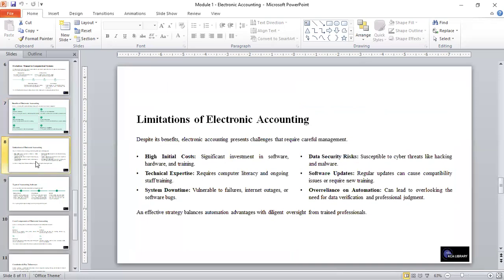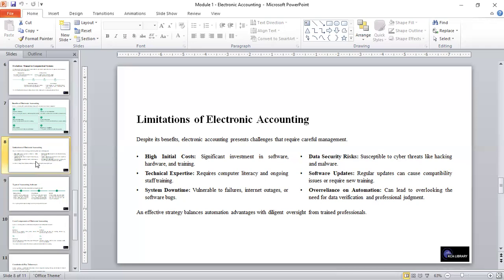Electronic accounting also has its own limitations, and it is known for high initial cost. That is, in the place of setting up, there is significant investment in software, hardware, and training. Another is technical expertise, and it requires computer literacy and ongoing staff training. Also, it's known for system downtime, and by this we talk about vulnerability to failure, internet outages, or software bugs.